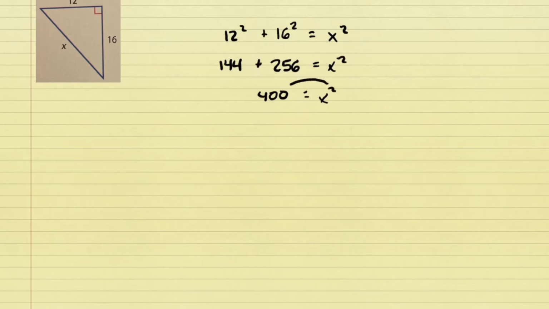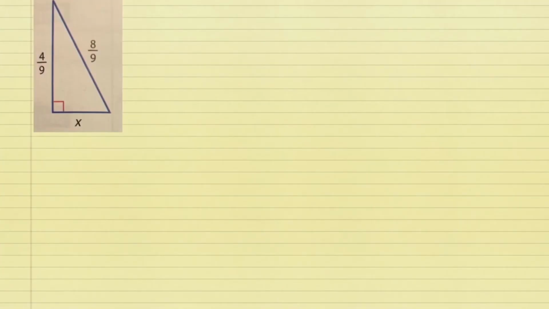And then we're going to take the square root of that, square root of 400. And that should be a nice 20. 20 times 20 is 400. Again, if it turns out to be a decimal, so be it. All right, going on to the next one.